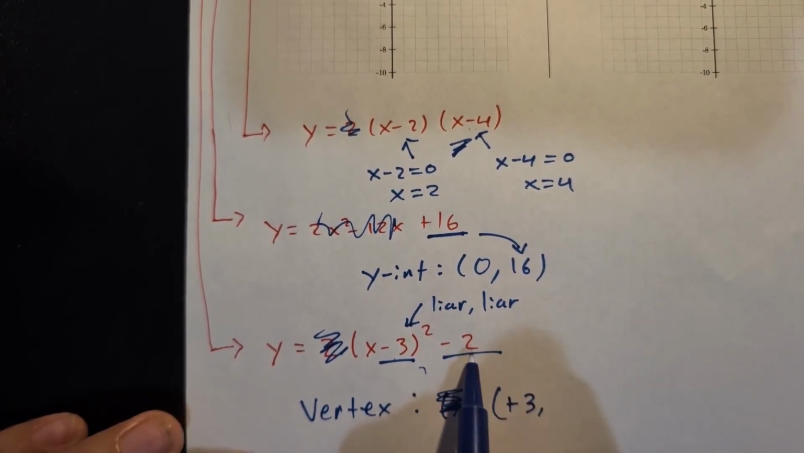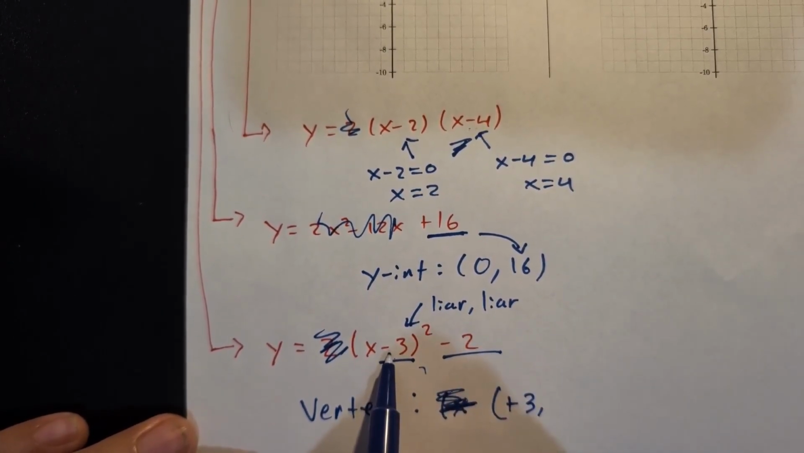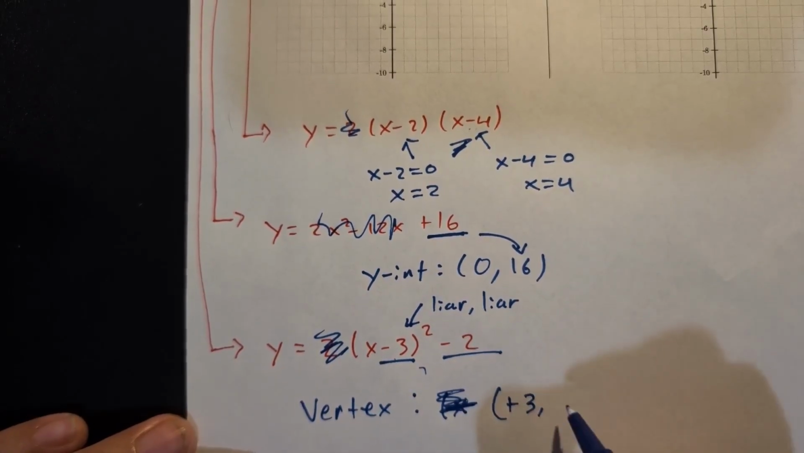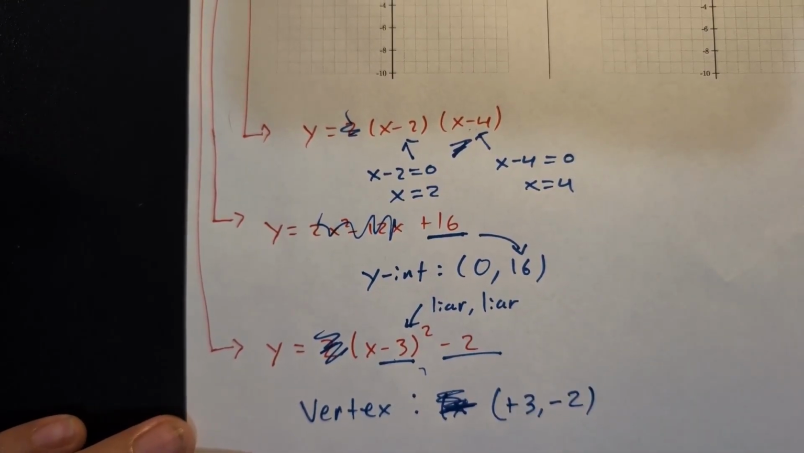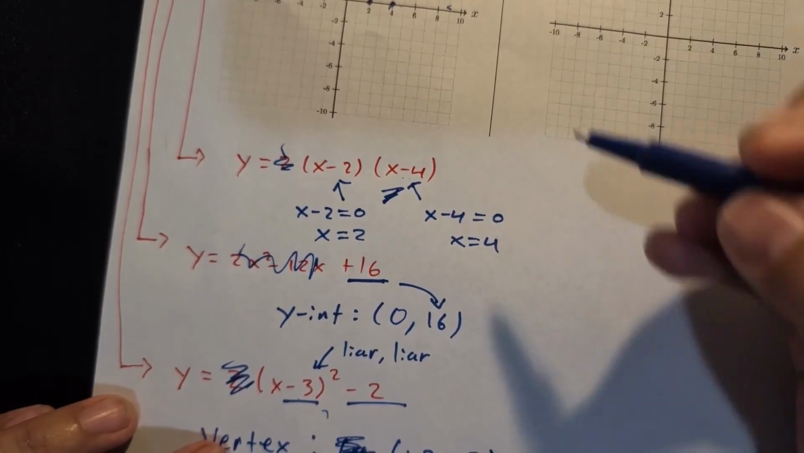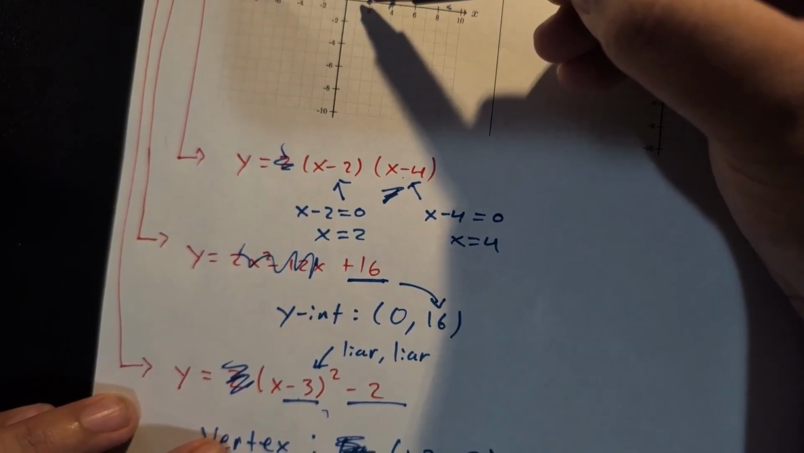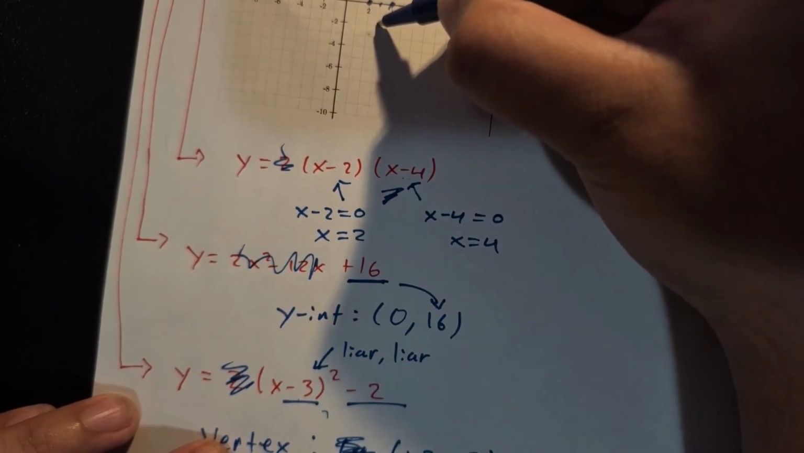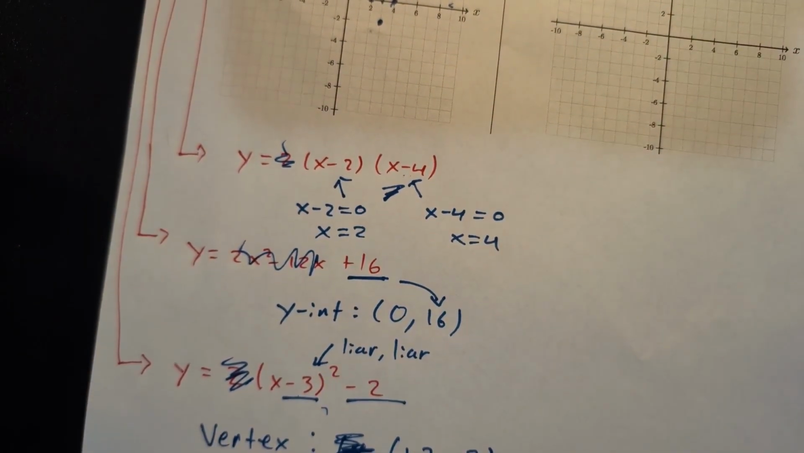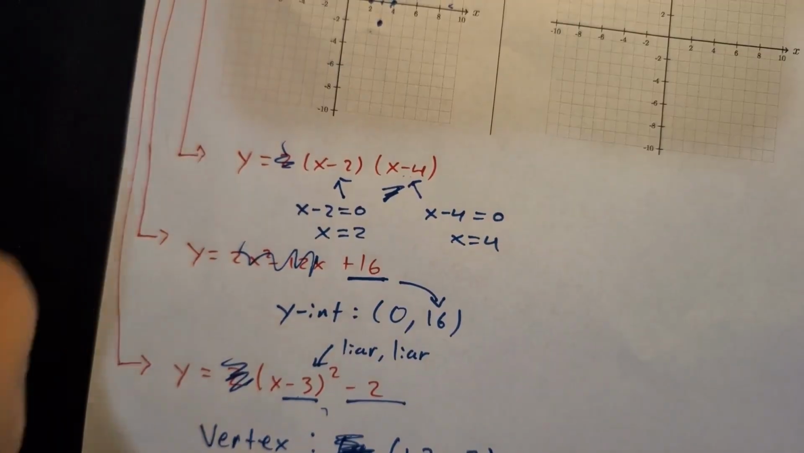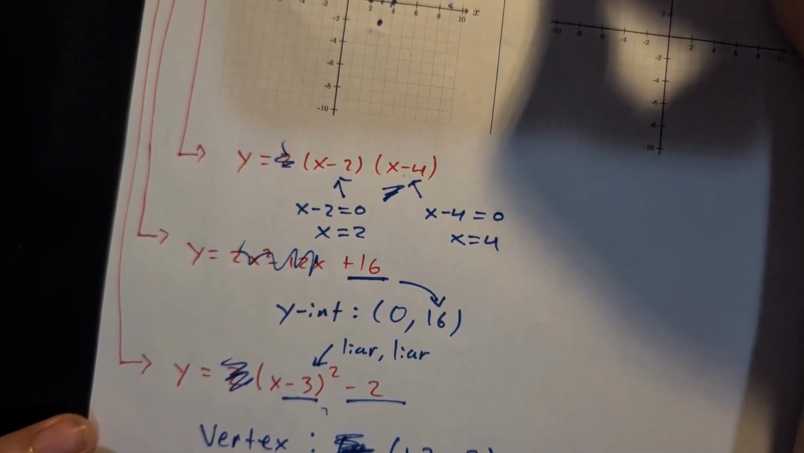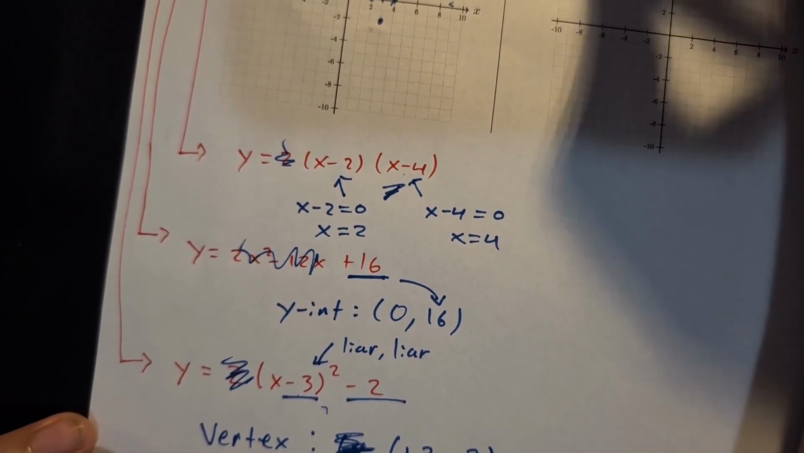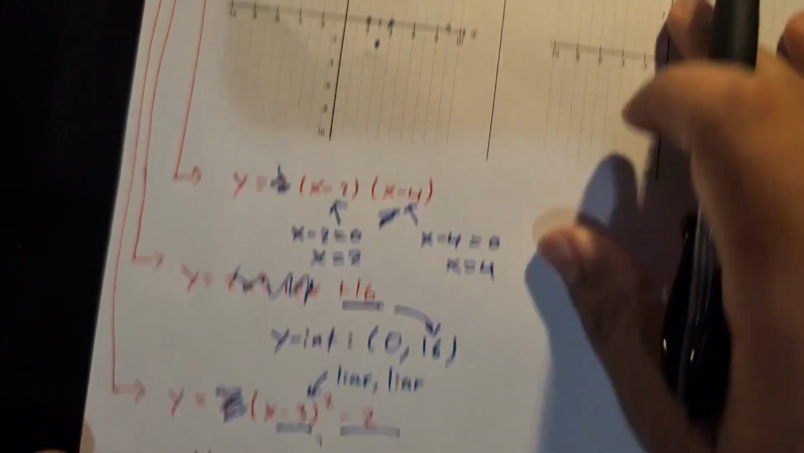And then here, this negative 2 is not inside my parentheses, so it is not a liar. It stays as negative 2. Plot that vertex. So we're going to do (3, negative 2). Right there. And there we go. We plotted the x-intercepts, we plotted the y-intercept, and we plotted the vertex.